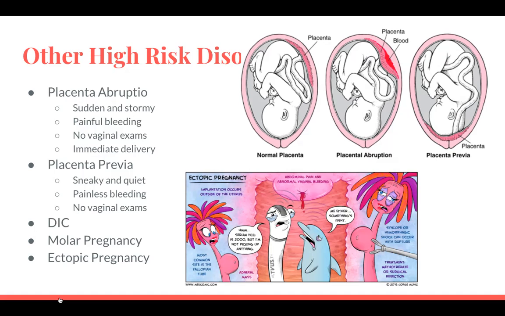And then ectopic is sharp abdominal pain. You have delayed menses. And this is also a medical emergency, and you have a risk of rupture.